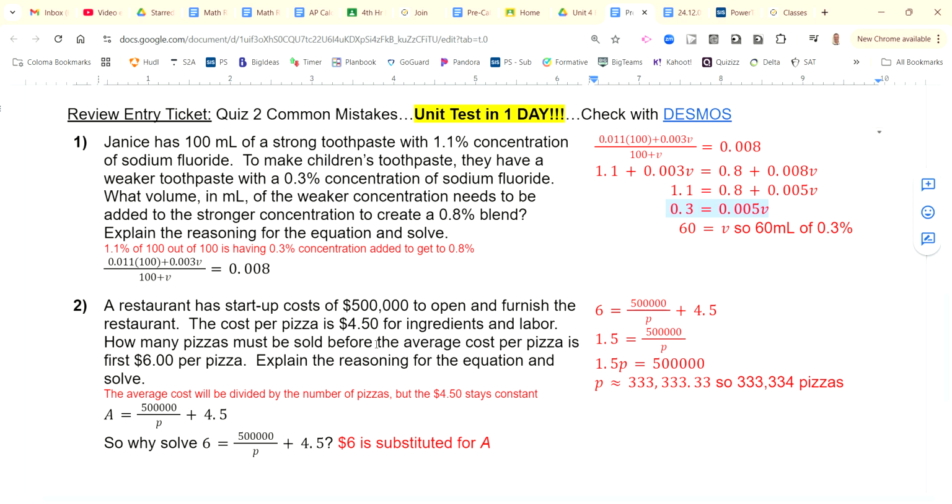The other type of rational function problem we've been talking about: a restaurant has startup cost of $500,000 to open and furnish the restaurant. The cost per pizza that they're selling is $4.50 for ingredients and labor. How many pizzas must be sold before the average cost per pizza is first $6 per pizza? Explain the reasoning for the equation and solve.